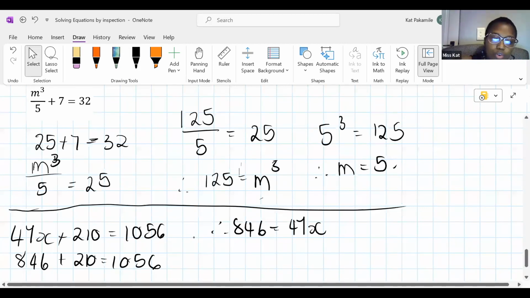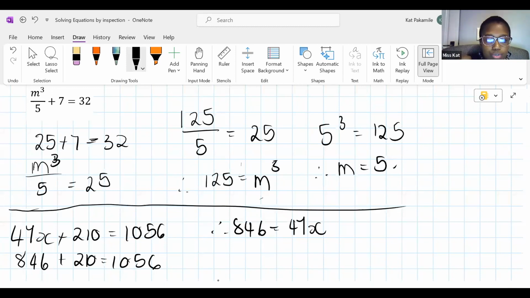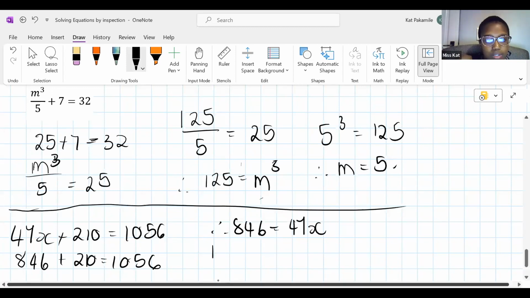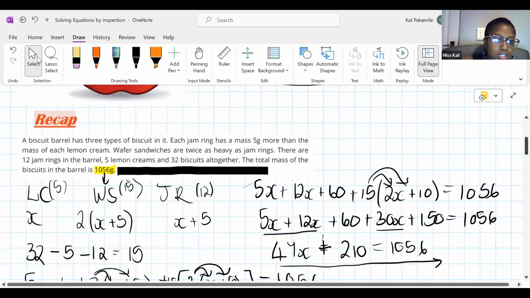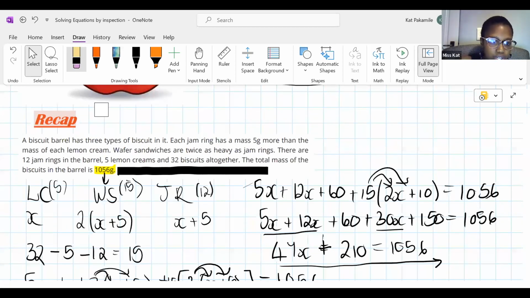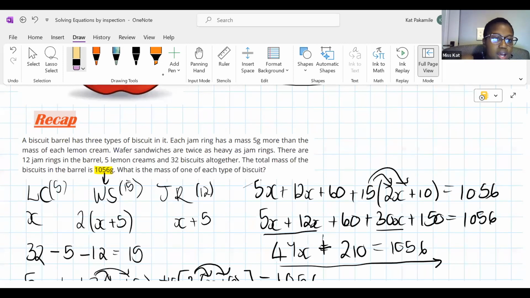So now we can actually solve all the problems that we came up with on Tuesday. So 18 times 47 is 846. Therefore, x is equal to 18. Now let's use x that we just found to find the weight of the different biscuits. Let's see what that question is that I rubbed out because we weren't ready yet. What is the mass of one of each type of biscuits? Let's start with lemon creams. Lemon creams were what in terms of variables?